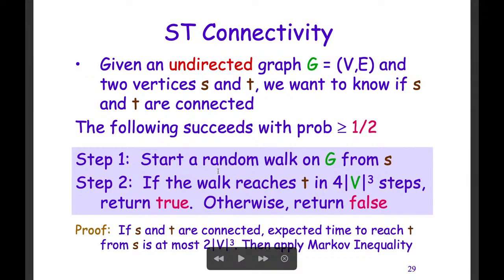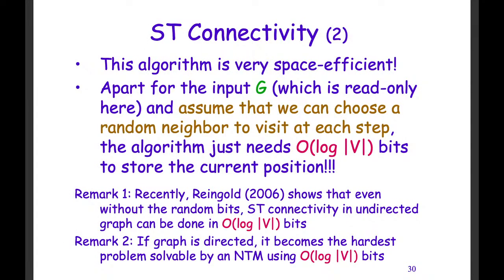So we will run this algorithm for a certain number of steps, and if S and T are originally connected, then there is a high chance that we will find T along the way. And if they are not connected, then of course we cannot find T in any case. So by doing this, we can turn this random walk algorithm into an algorithm that checks whether S and T are connected. Now this is of great importance in complexity theory, because the algorithm that we have just described is very space efficient.